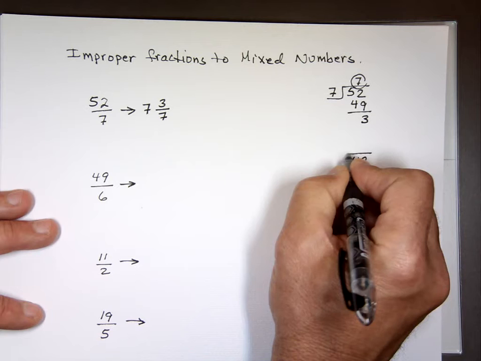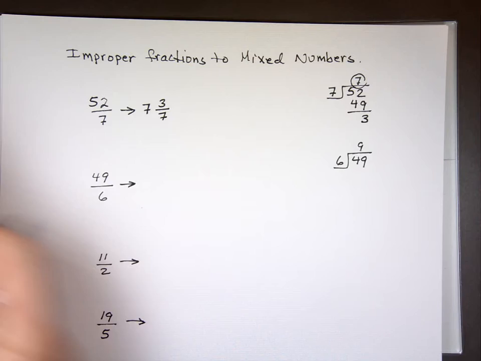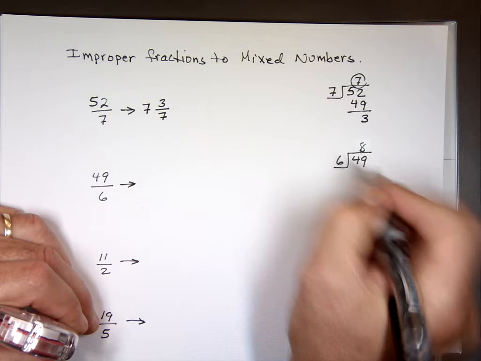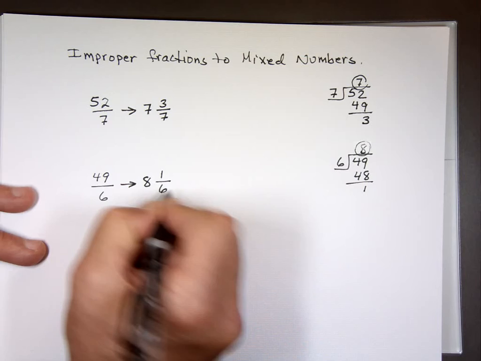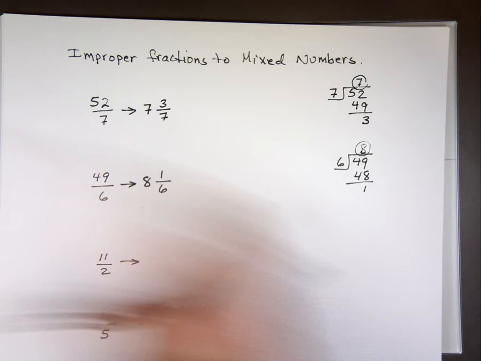49 divided by 6, 9. 9 times 6 is 54, too high. 8. 8 times 6 is 48, right? What's the remainder? 1. This one goes in the front. 8. And what's 1 over 6? The one here goes on the top, and this one's always the bottom.